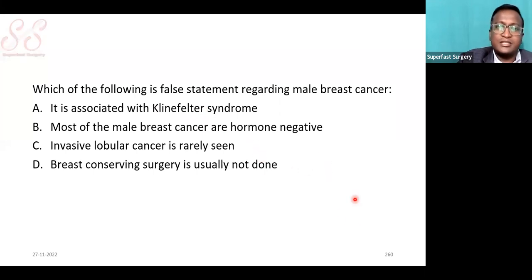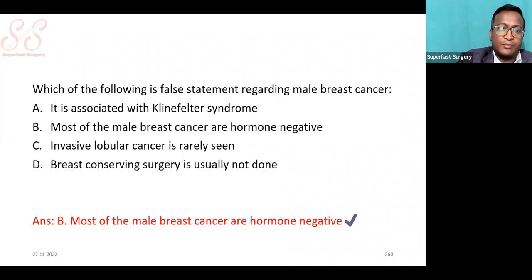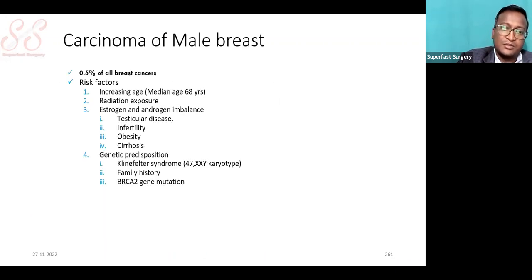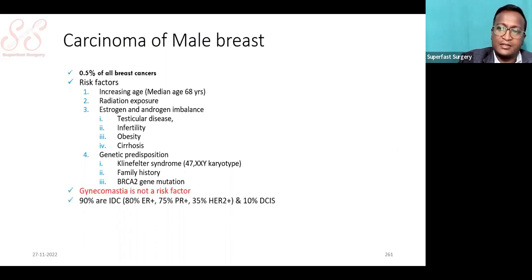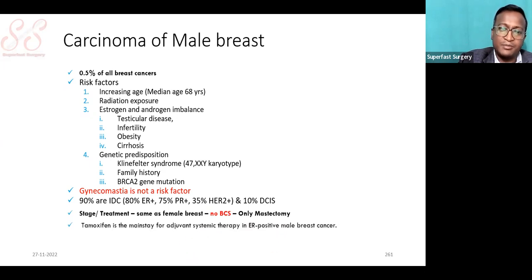Which of the following is a false statement regarding male breast cancer? Most male breast cancers are hormone receptor negative. This is the wrong concept, because male breast cancer is paradoxically more often hormone receptor positive. The incidence is less than 1%. These are the risk factors for male breast cancer. As I said, females are more than 100 times at risk of breast cancer than males, and males usually have a later median age: their median age is 60, while females have a median age of 53. The treatment is mastectomy. There is no role of BCS in male breast cancer, and tamoxifen is given if it is hormone receptor positive.